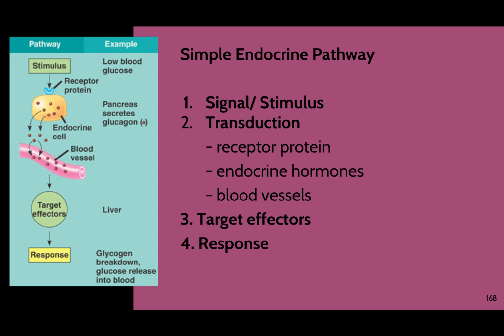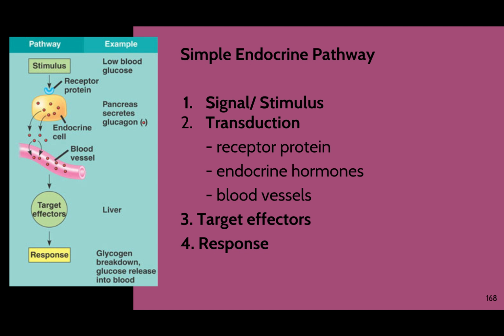And so even what I'm showing here, we have a very simple endocrine pathway. For example, what the video talked about, like a blood glucose pathway. When you have a low blood glucose content, that's going to indicate to a receptor protein for the pancreas to release glucagon into the blood vessels. That is going to be your stimulus, and then that section is going to be the transduction. So the receptor protein, endocrine hormones released from the cell, and then the endocrine hormones released into the blood vessels.